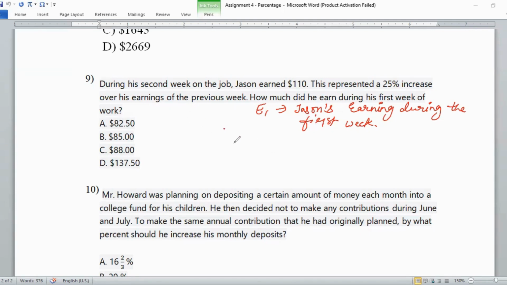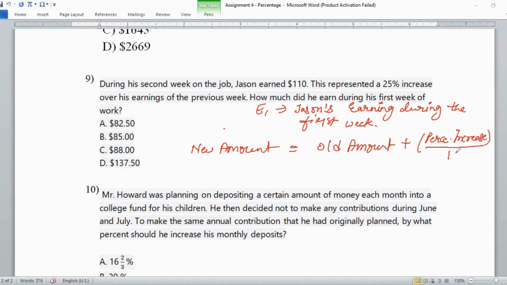Okay. So the formula for calculating the new amount after a percentage increase is given here. By transposing everything, we have got this formula by which we find the change in the old or new value, the same formula we are using here. So here, percentage increase by 100 and multiply by old amount. Okay, now on putting the values, we will get 110, the new amount, equals E1 plus 0.25 of E1.